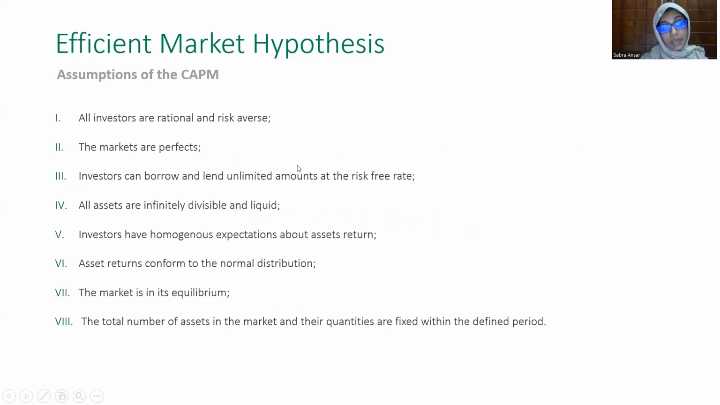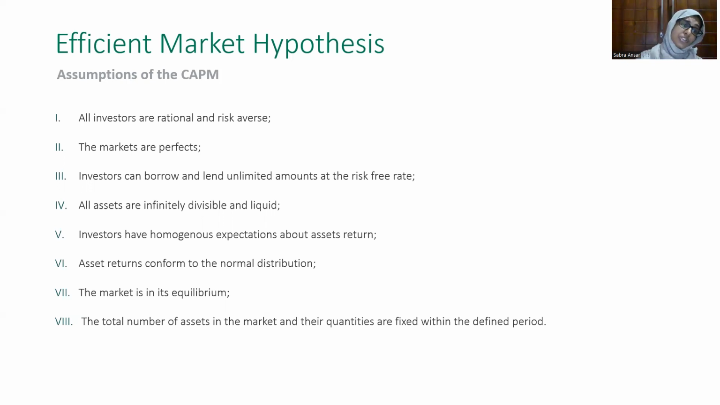Before talking about CAPM, let me talk about the assumptions of CAPM. All investors are considered to be rational and risk averse, and the markets are perfect. It also assumes that investors can borrow and lend unlimited amounts at a risk-free rate, that all assets are divisible and liquid, and that investors have homogeneous expectations of asset returns.